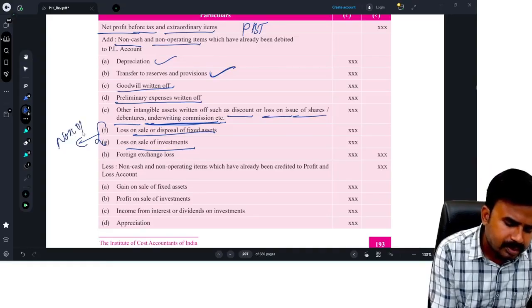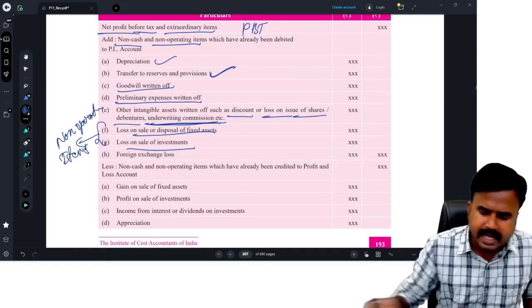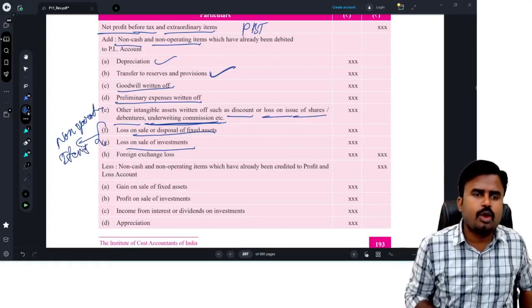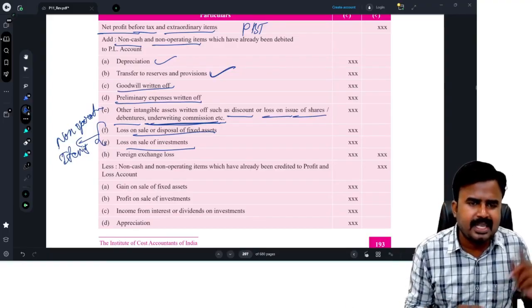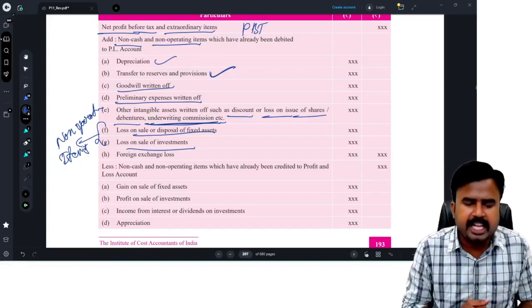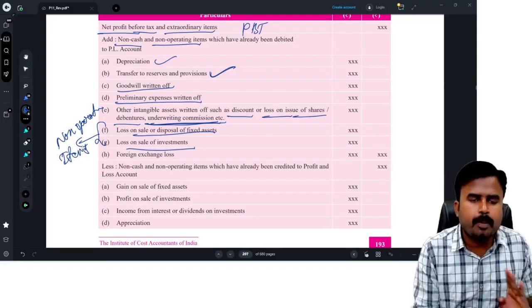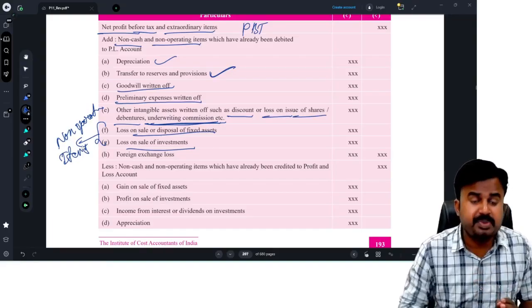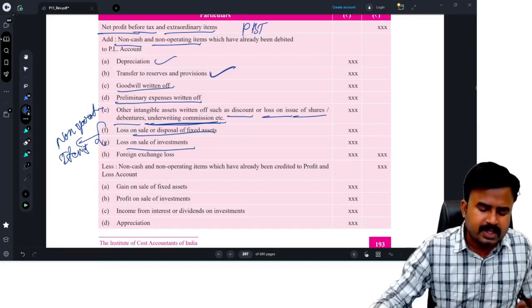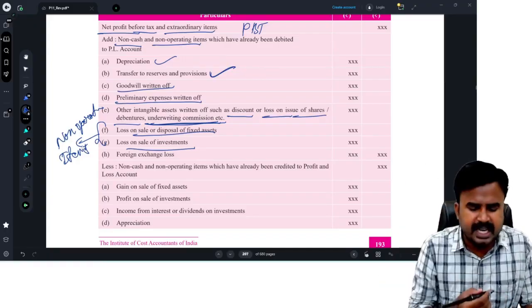losses or non-operating items. Why? Because selling fixed assets and selling investments is not my operating activity. Producing products and selling products is my operating activity. So if any loss arises because of selling fixed assets or selling investments, it should be considered as non-operating transactions, and non-operating items must be added back here. Okay. Why? Because these transactions will be adjusted in investing activities.